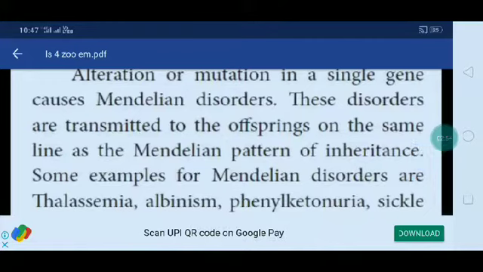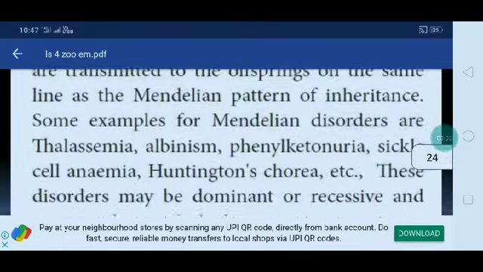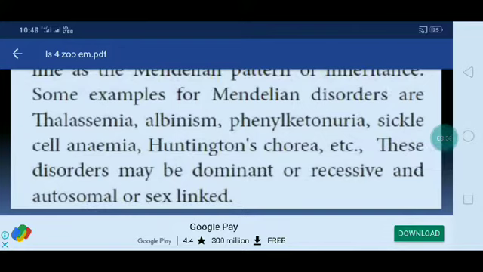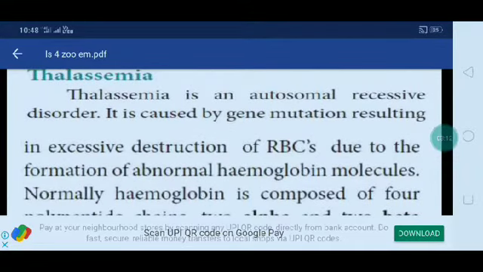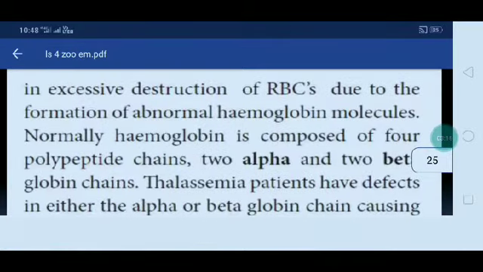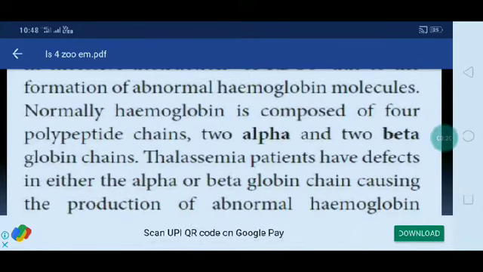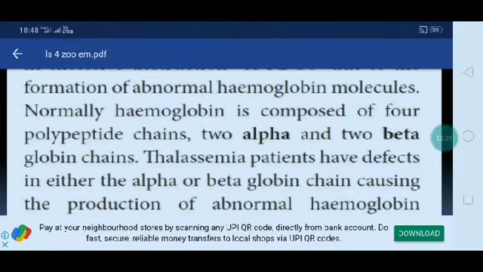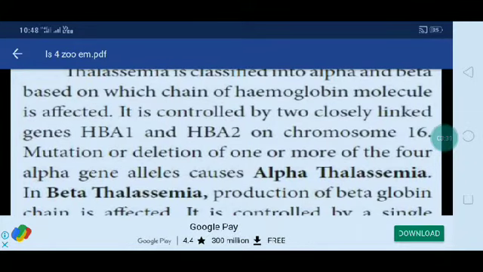In a Mendelian disorder, the disorder is transmitted to offspring on a Mendelian pattern of inheritance. These disorders include thalassemia, albinism, phenylketonuria, sickle cell anemia, and Huntington's chorea. Thalassemia is an autosomal recessive disorder, a gene mutation resulting in excessive destruction of RBCs. Hemoglobin has two types of polypeptide chains, 2 alpha and 2 beta chains. Thalassemia patients have defects in either the alpha or beta chains.